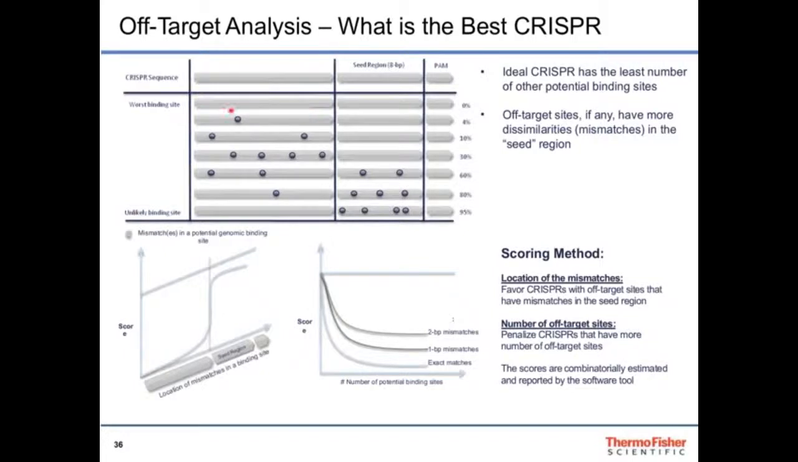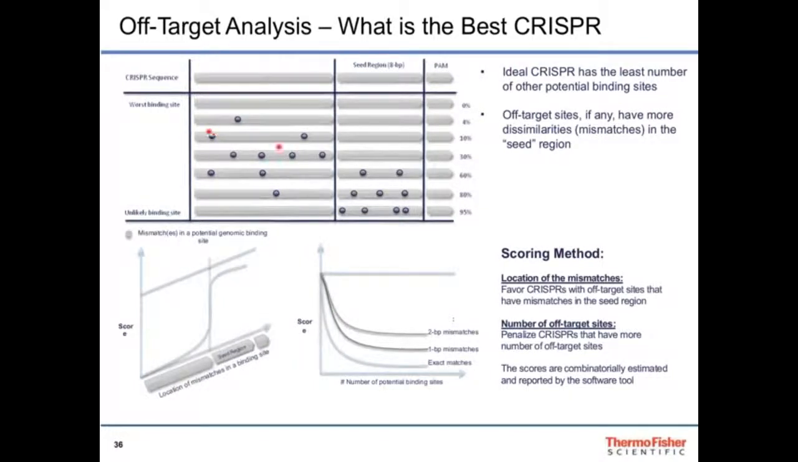So quickly, our scoring algorithm takes our desired guide sequence and screens the genome. If there's an identical sequence somewhere in the genome, it just throws it out. It gets a very low score. And then depending on where the mismatches are, it gets a higher and higher score.